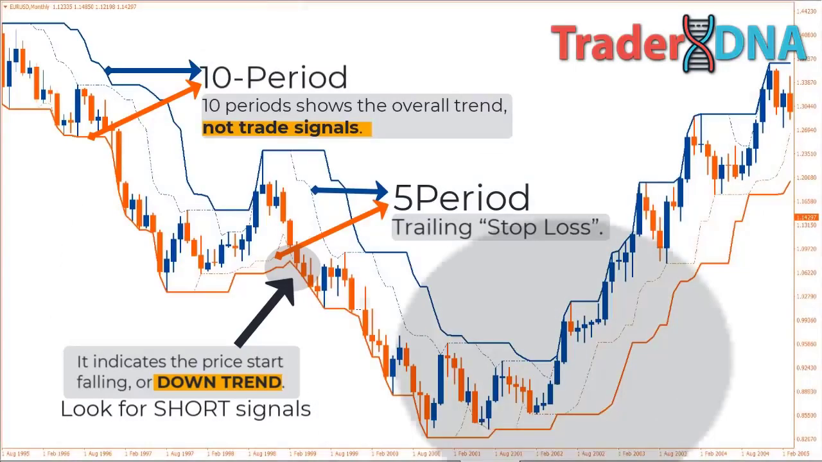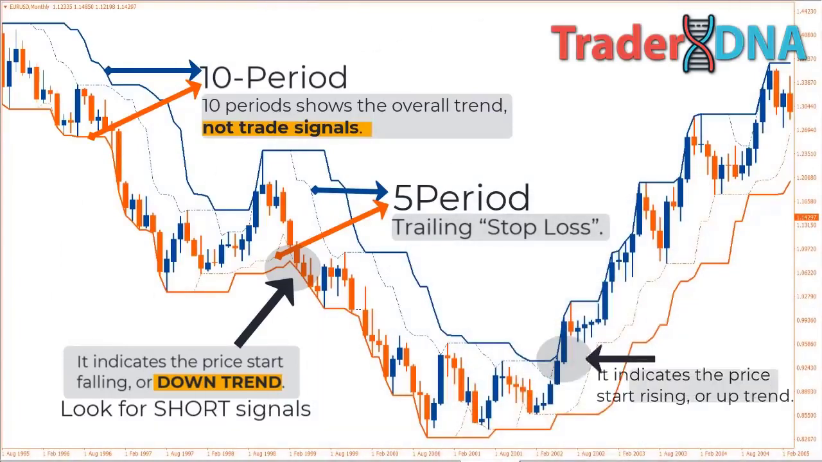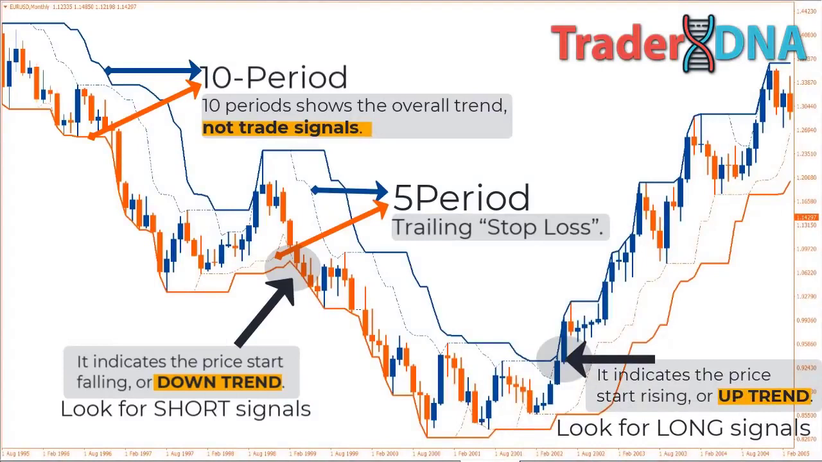When the price breaks above the blue line, it indicates the price is starting to rise, or an uptrend. Look for long signals between the blue line and the small dotted line. On the other hand, use the small dotted lines as a trailing stop. And here are other examples of the Turtle-Donchian channels trading to fully understand this wonderful custom indicator.